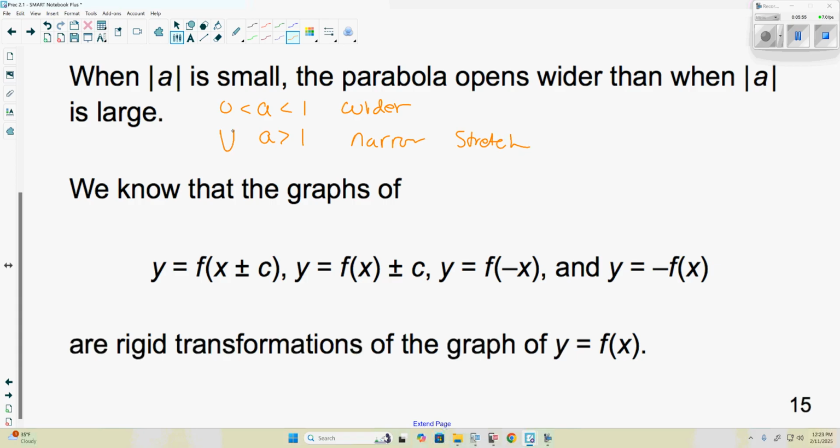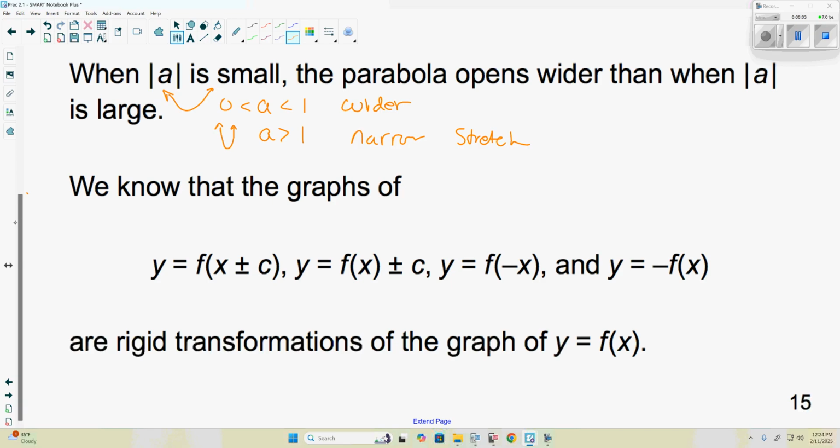So when a is greater than 1, it's going to be skinnier. When a is between 0 and 1, it's going to be wider. It's a vertical shrink. We know that the graph f of x plus or minus c, this here. So there are different ways that we can move it, because inside is going to move it left or right. Outside is going to move it up or down.